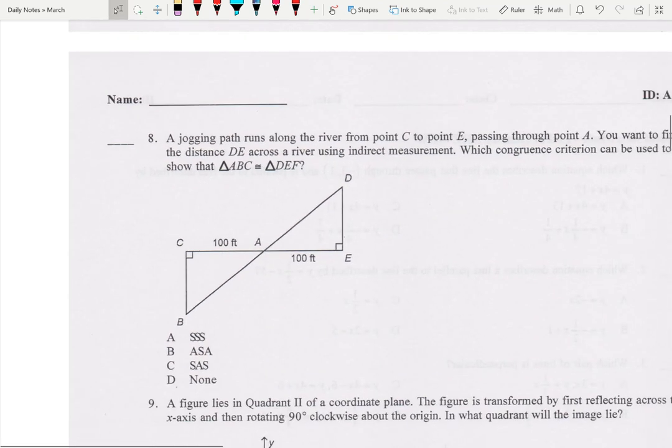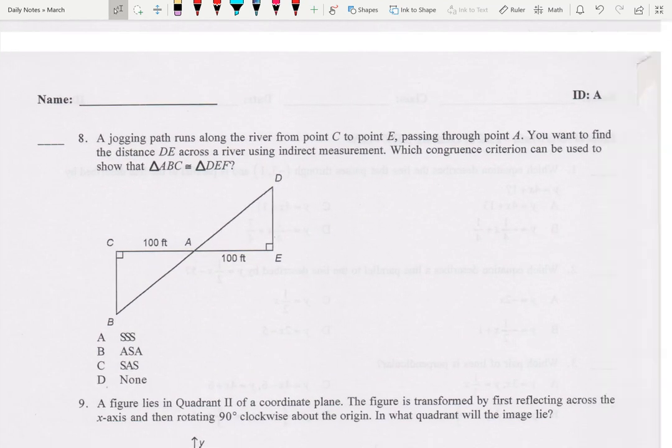So number 8, a jogging path runs along the river from point C to point E, passing through point A. You want to find the distance across DE. So we're going to find the distance across DE using indirect measurement. Which congruence criterion can be used to show that triangle ABC is congruent to triangle DEF? I'm first assuming that F is going to be this angle here. For some reason, I didn't label it, but it's okay. Where point A is, essentially.